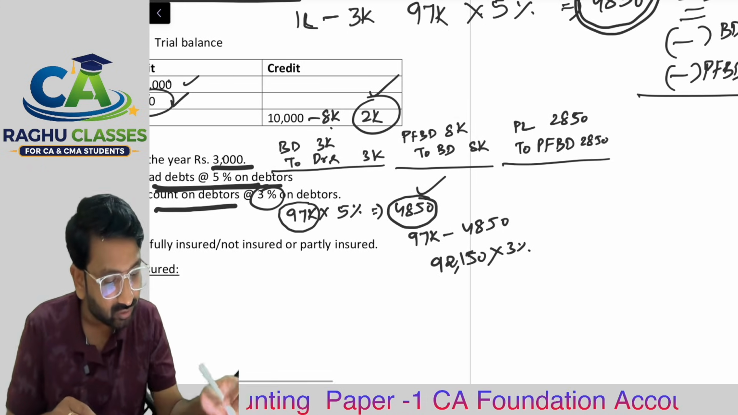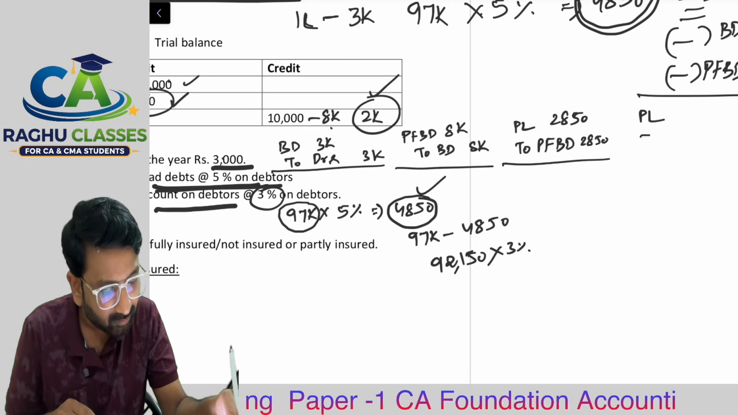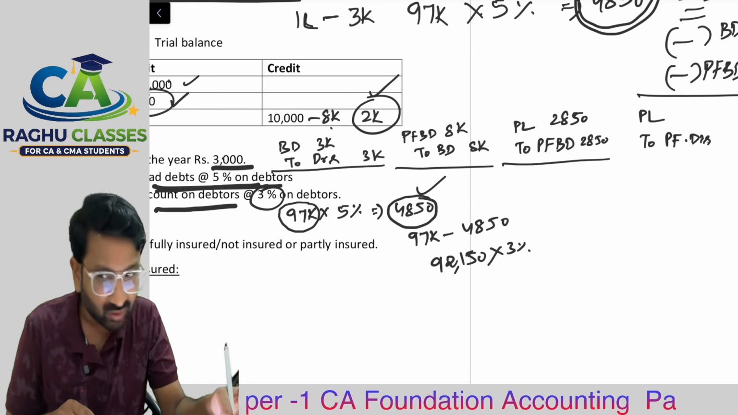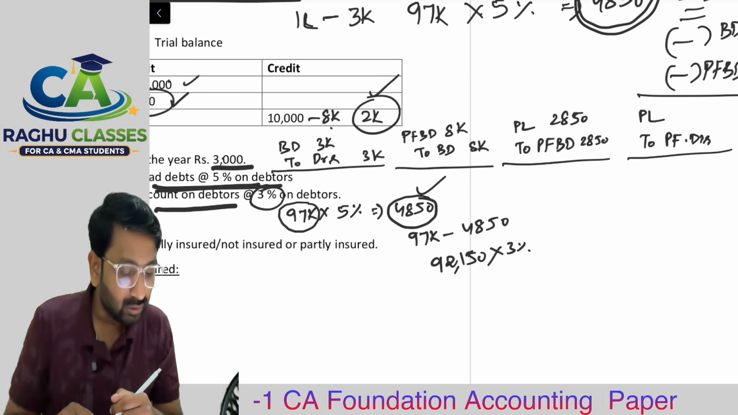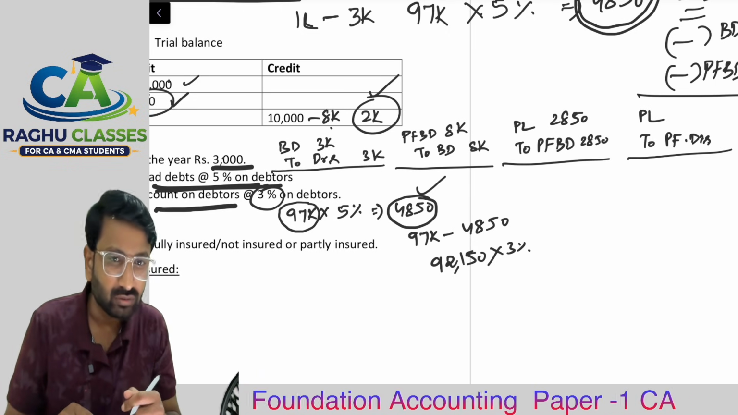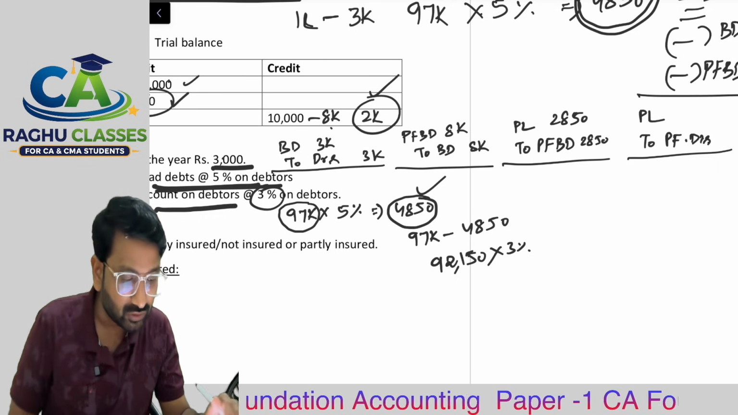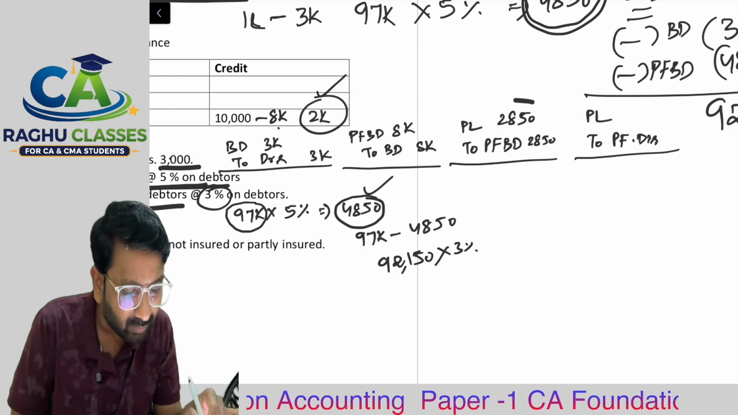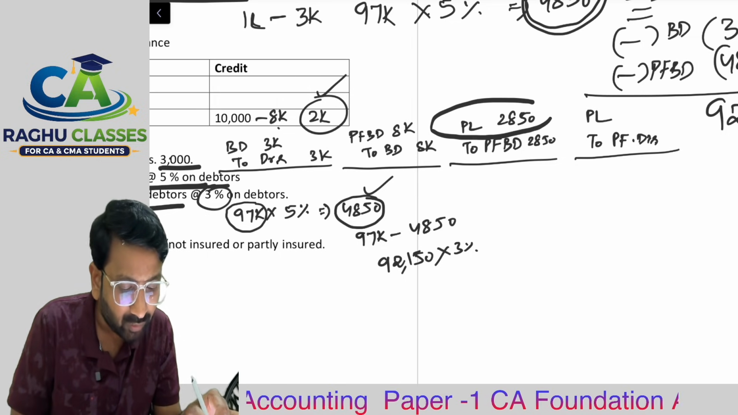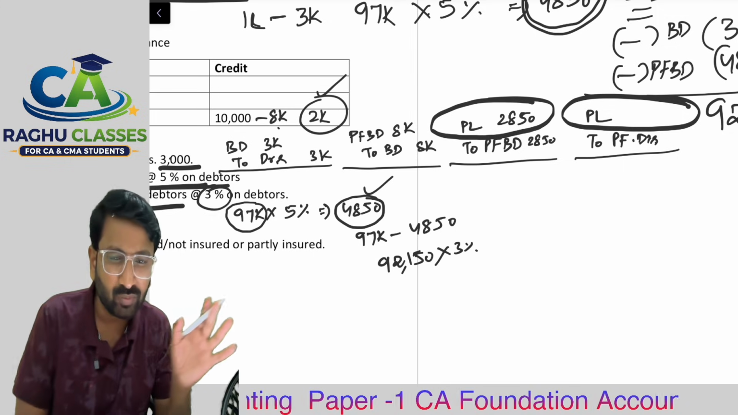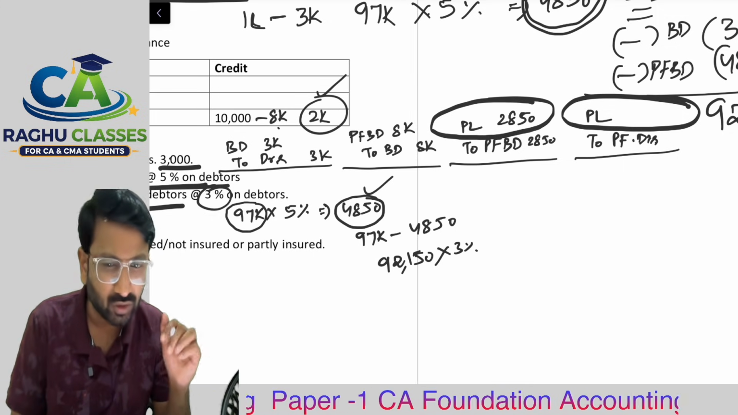So that will be the figure for P&L account debit to provision for discount. Just calculate the figure and take this figure. Now ultimately, if you see, your P&L account impact will be 2,850 for provision for bad debt and whatever you get for provision for discount. Total this, and this will be the impact in profit and loss.